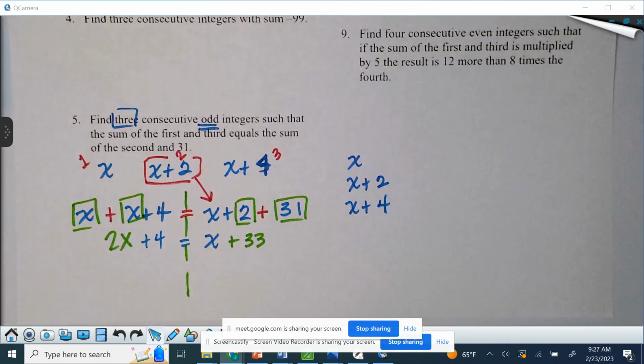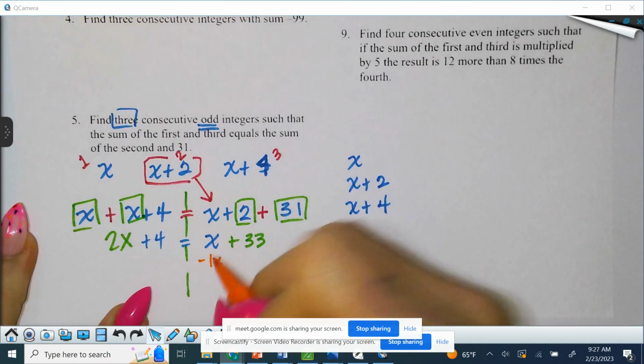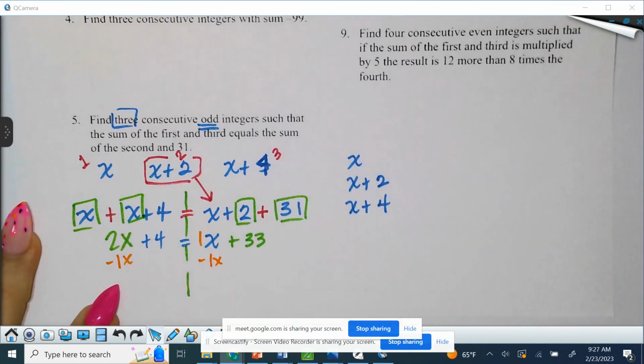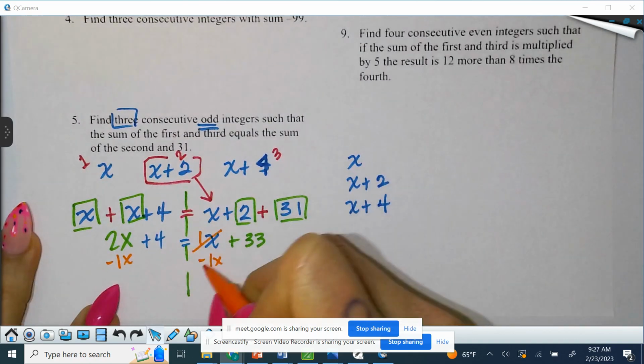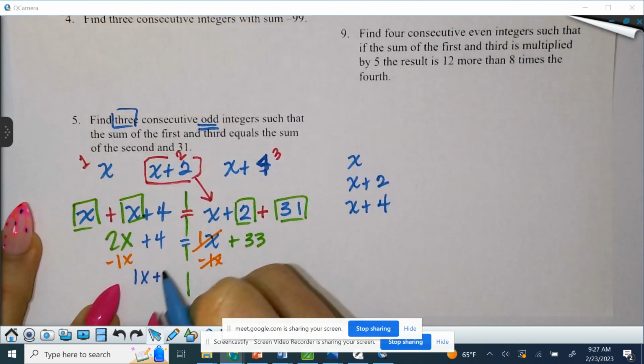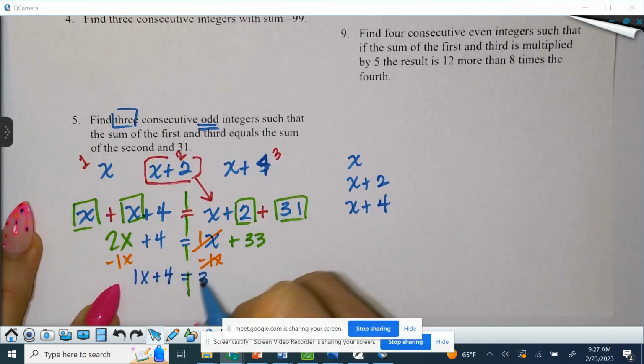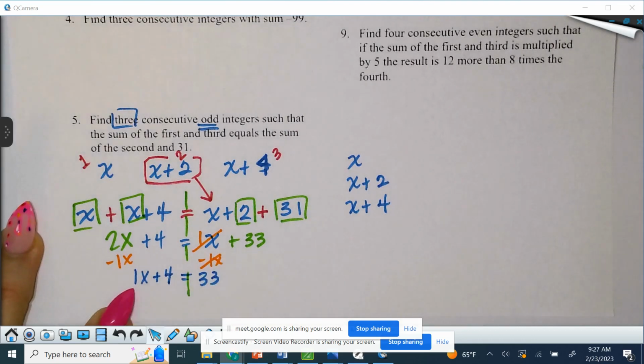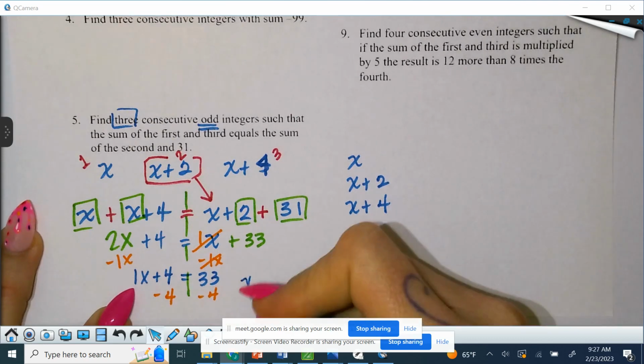All right, beautiful. We're going to work towards a positive x. So I'm going to subtract 1x from this side, subtract 1x from this side, because remember that's that imaginary 1. We want those to go away. And so we end up with 1x plus 4, or x plus 4 equals 33. We need x by itself, so we're going to subtract 4 from both sides. And we get x equals 29.